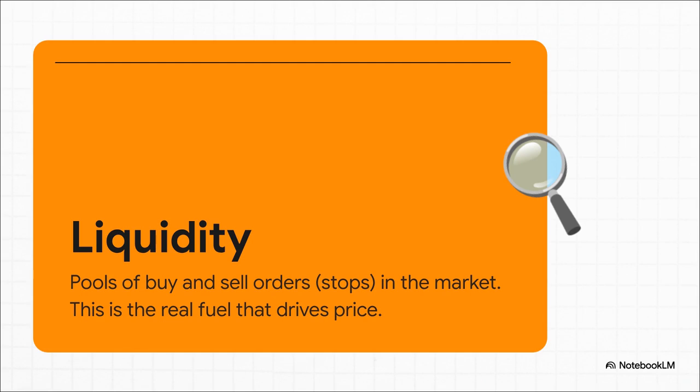So for a second, just forget the lines on your chart. The market is just a giant auction, and its only purpose is to move to where the orders are. These orders, the buy stops, the sell stops, they create giant pools of liquidity. That's the fuel for the market's engine. Price isn't moving to hit your line, it's moving to grab that fuel.